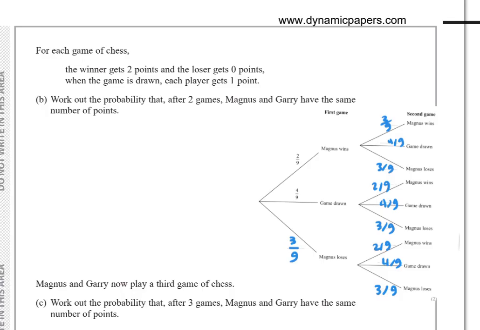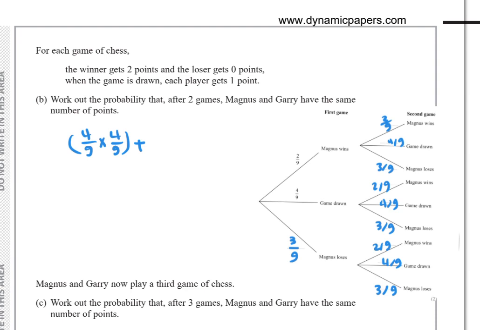For each game of chess, the winner gets 2 points and the loser gets 0 points. When the game is drawn, each player gets 1 point. Work out the probability that after 2 games, Magnus and Gary have the same number of points. They have the same number of points if the first game is drawn and the second game is drawn. So 4 over 9 times 4 over 9. This is the first case.